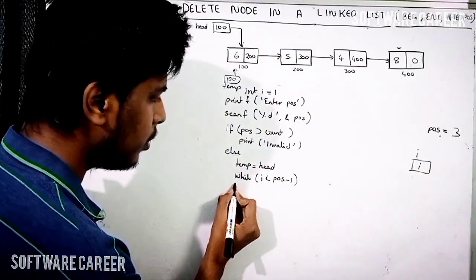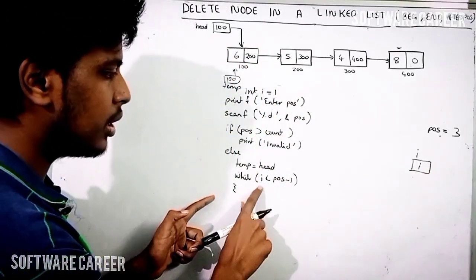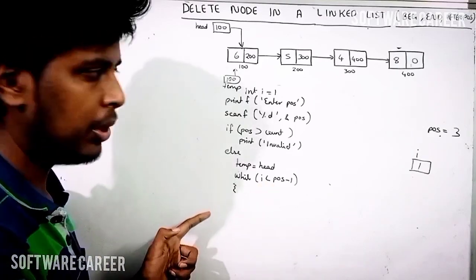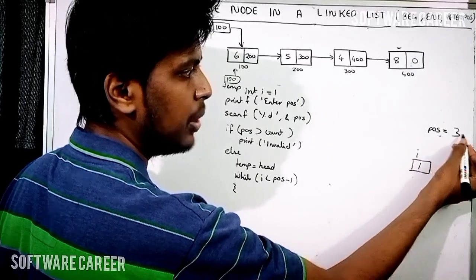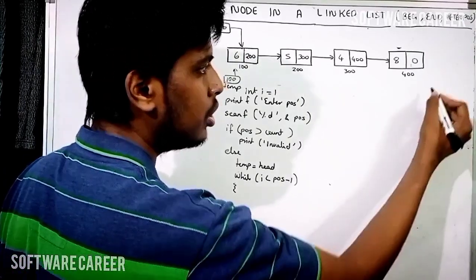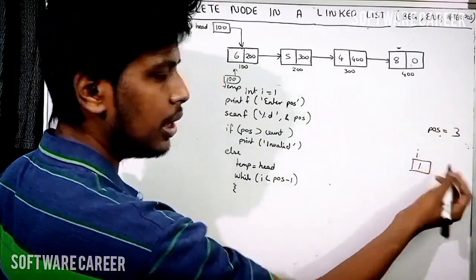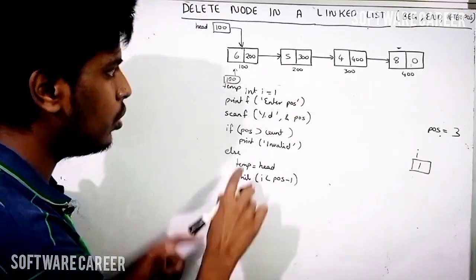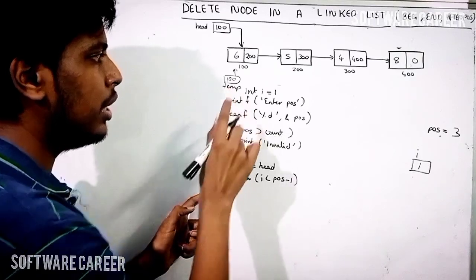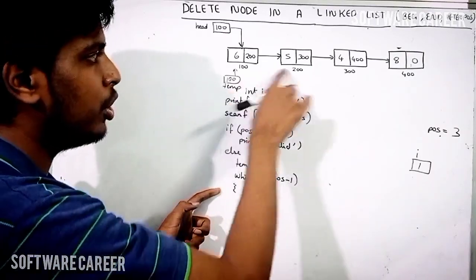Now I'm checking this condition: whether i is less than position minus 1. i is 1. Position minus 1 is 3 minus 1, which is 2. So 1 is less than 2, so i is less than position minus 1. So you should move this temp pointer to the next node.